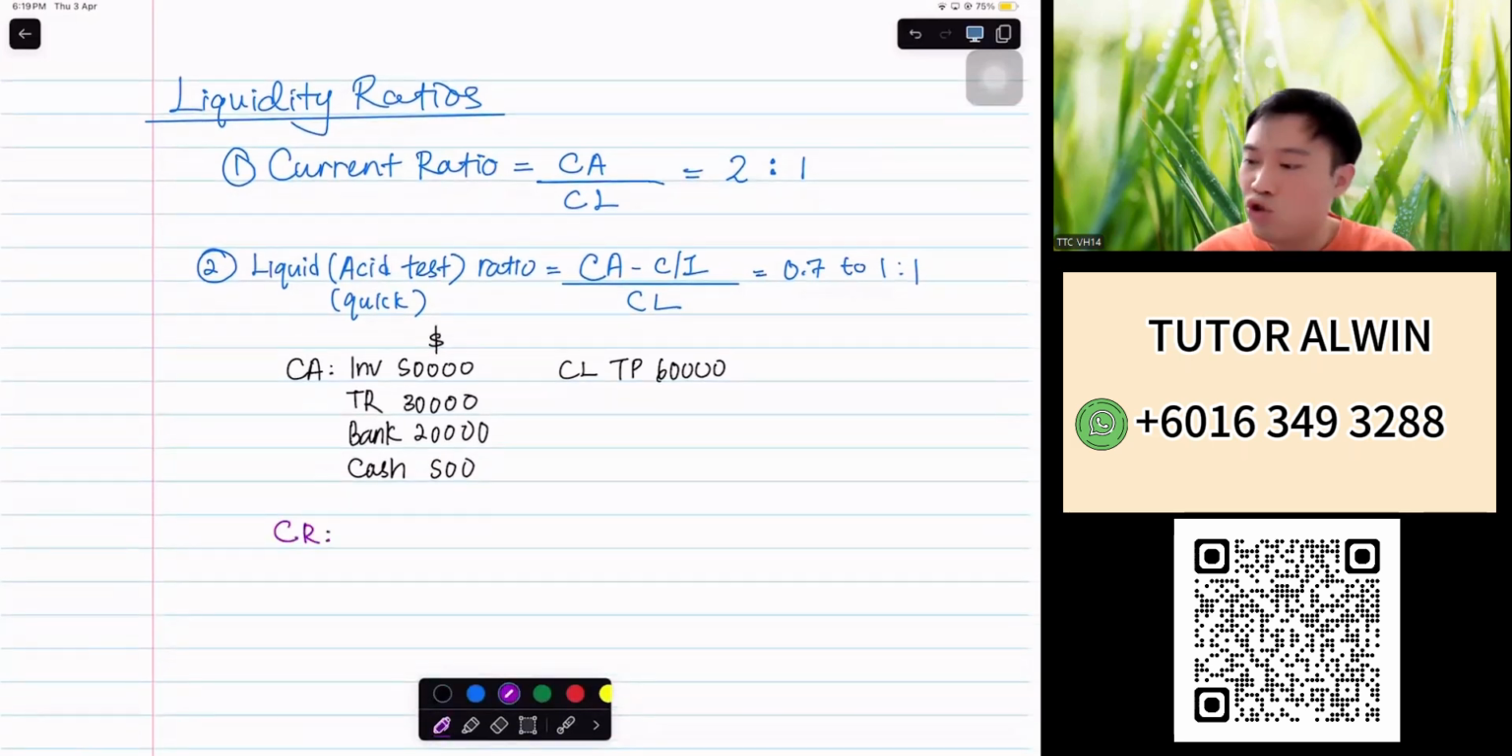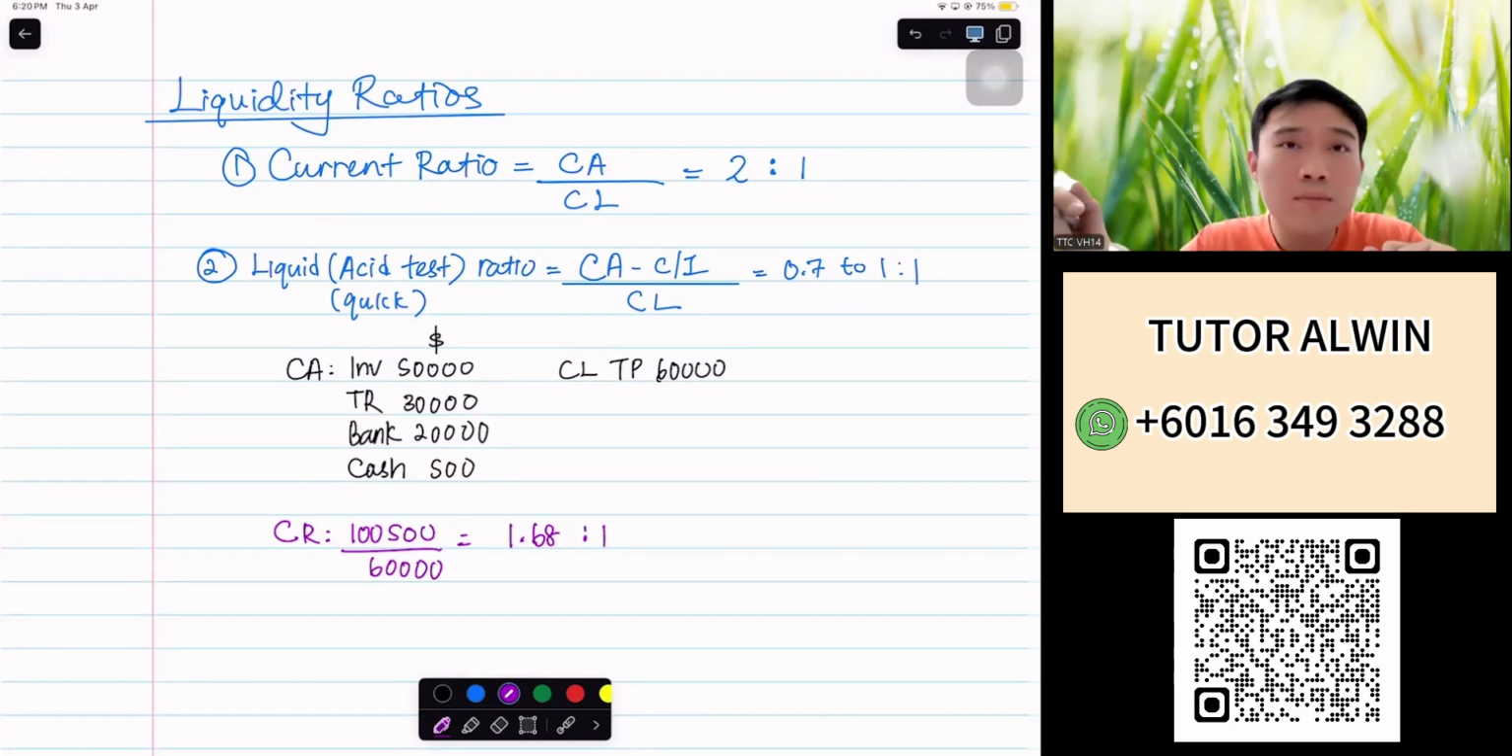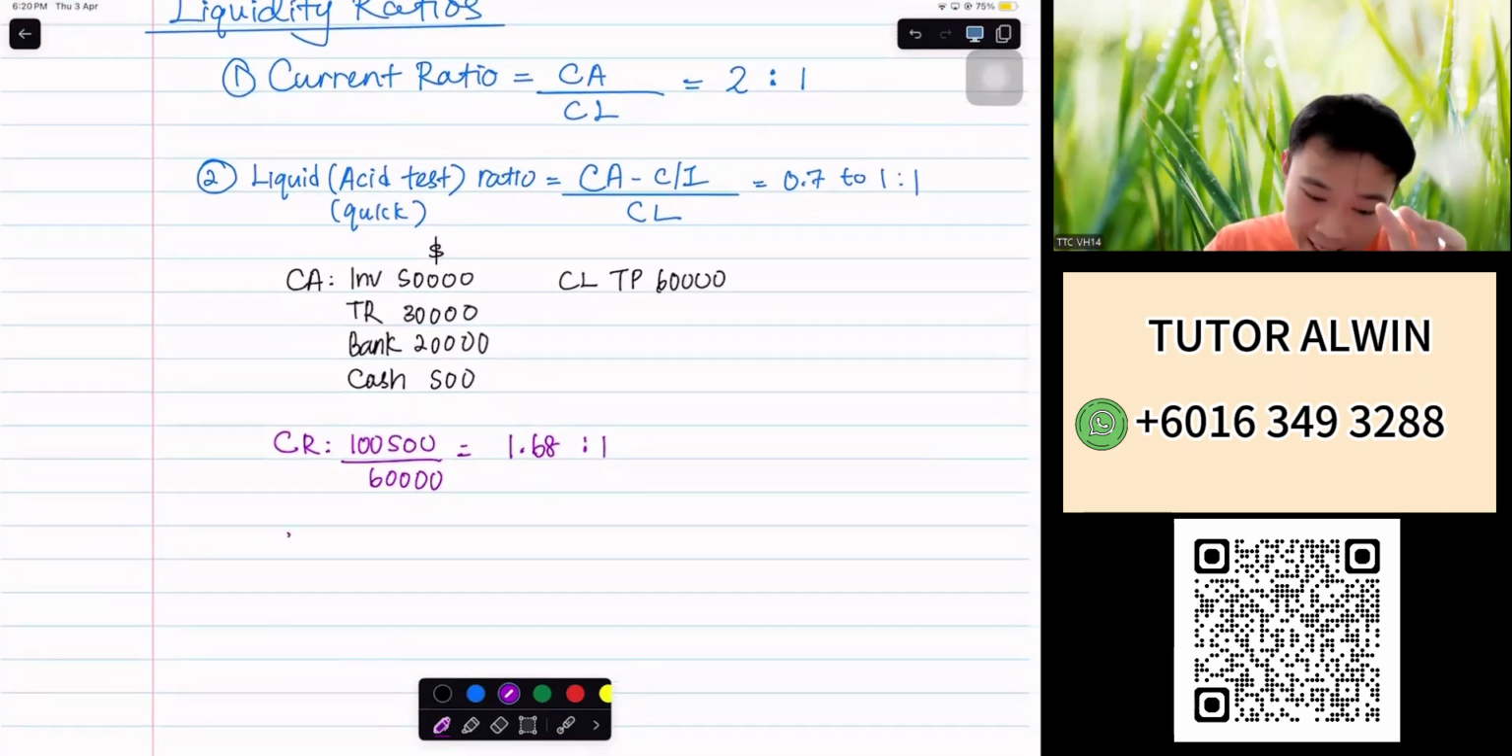Now, if we talk about current ratio, then I'll be super fine. You see how much I have in my current asset in total: 50 plus 30 plus 20, I got 100,000 and 500. Divide by 60,000. So it's 1.675. Okay, let's make it 1.68 to 1. Quite okay. But if we go for the liquid ratio or the quick ratio, what will be happening?